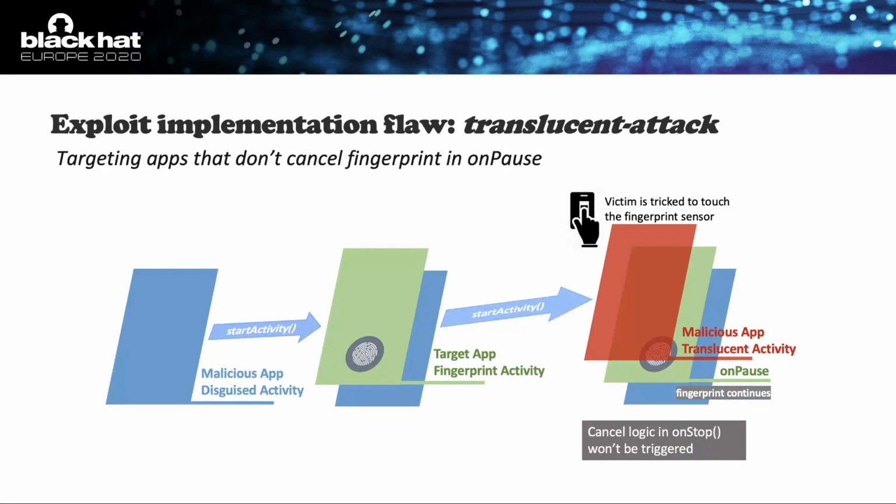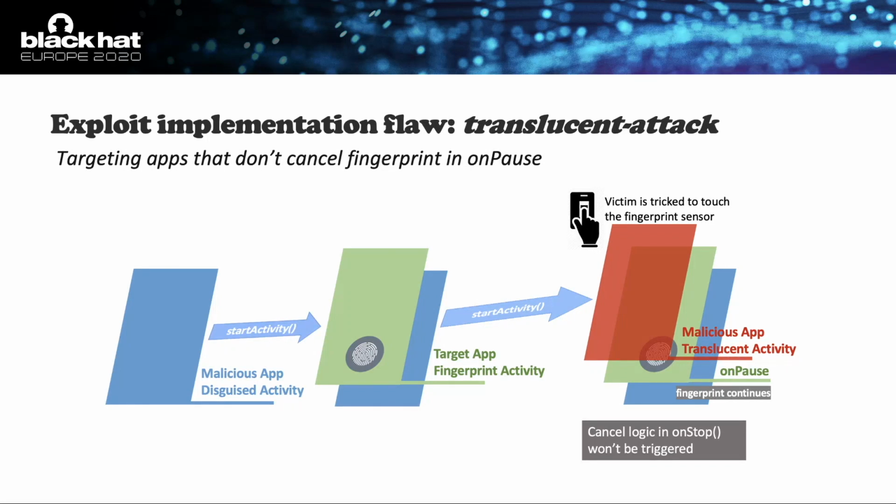So this leads to our first attack called translucent attack. In this attack, the malicious app will first try to invoke the target app's fingerprint activity and let the target app listen to the user's fingerprint input. And at the meantime, it will also launch a malicious covering, which is some prepared activity with some visual content that can lure the victim to input his fingerprint.